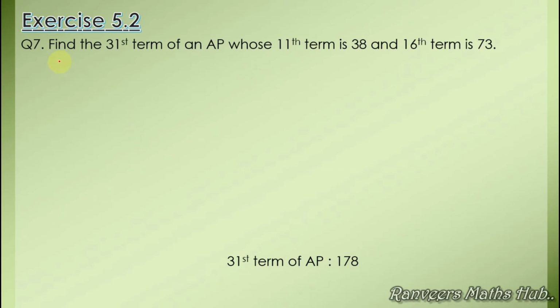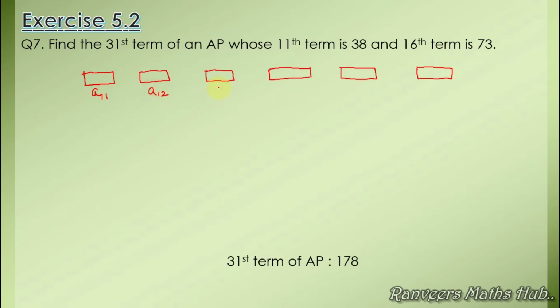So next question is what? Find the 31st term of an arithmetic progression whose 11th term is 38 and 16th term is 73. So first of all, I will draw the boxes here. 11th term, this is your 12th term, this is your 13th term, 14th term, 15th and 16th term. Okay, so 11th term we denote by A11, 12th term by A12, 13th term by A13, 14th term by A14, 15th term by A15 and 16th term by A16.